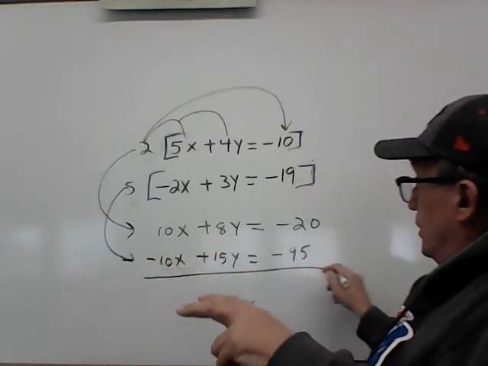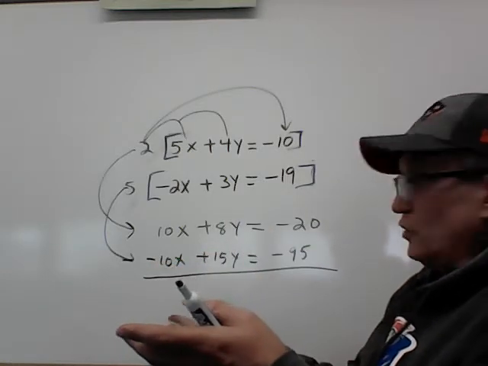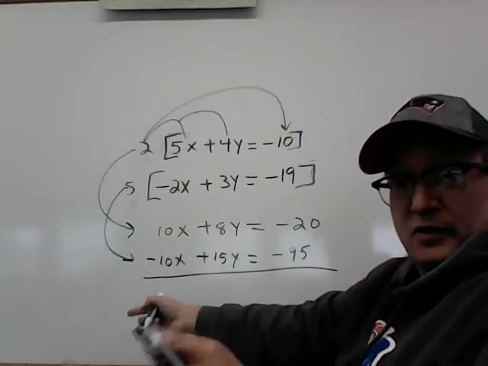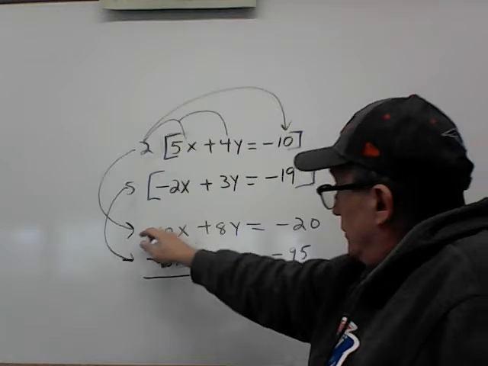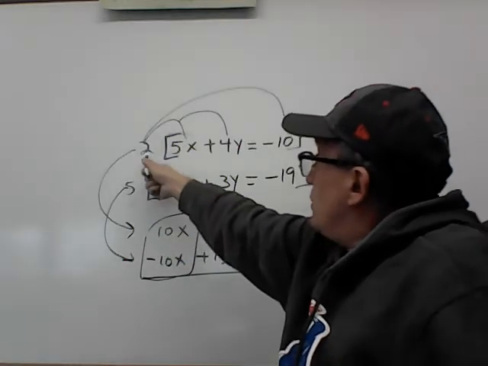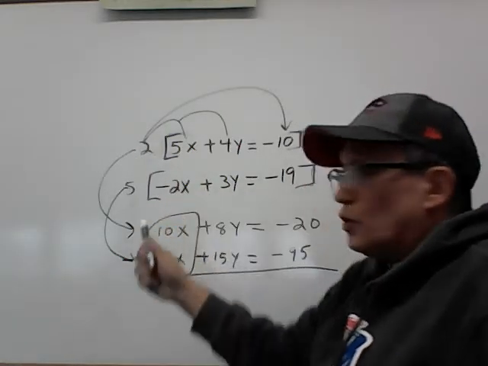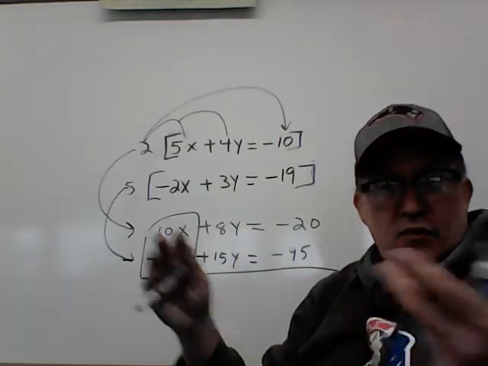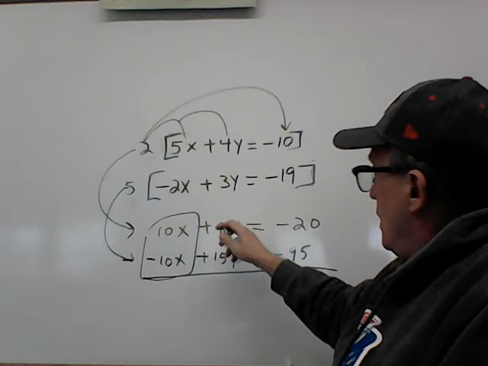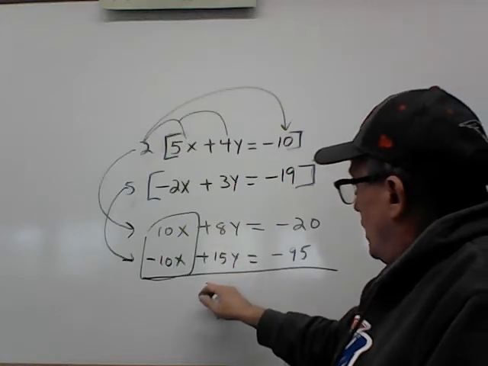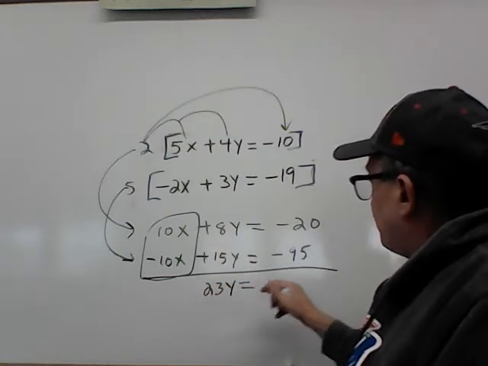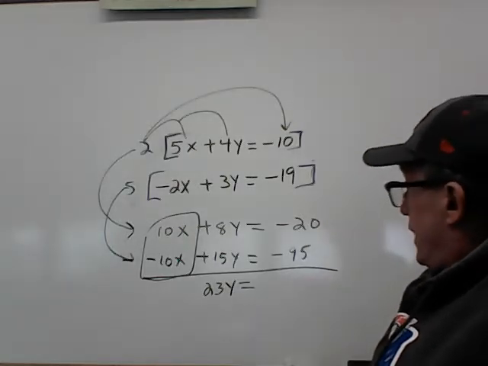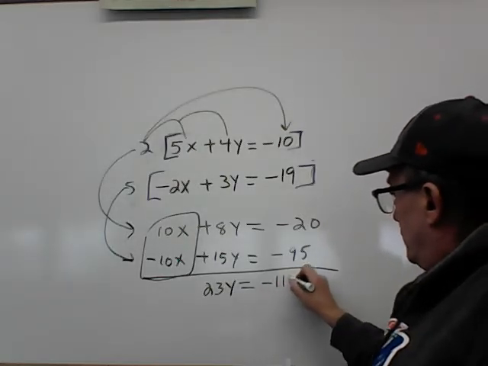But look, you now add these two equations, and the x terms add to 0 and get eliminated. These two add to 0. That's why we multiplied the first equation by 2 and the second equation by 5. You have to strategically figure that out. And then the rest of it just falls into place. 8y plus 15y is 23y. And negative 20 plus negative 95 is negative 115.